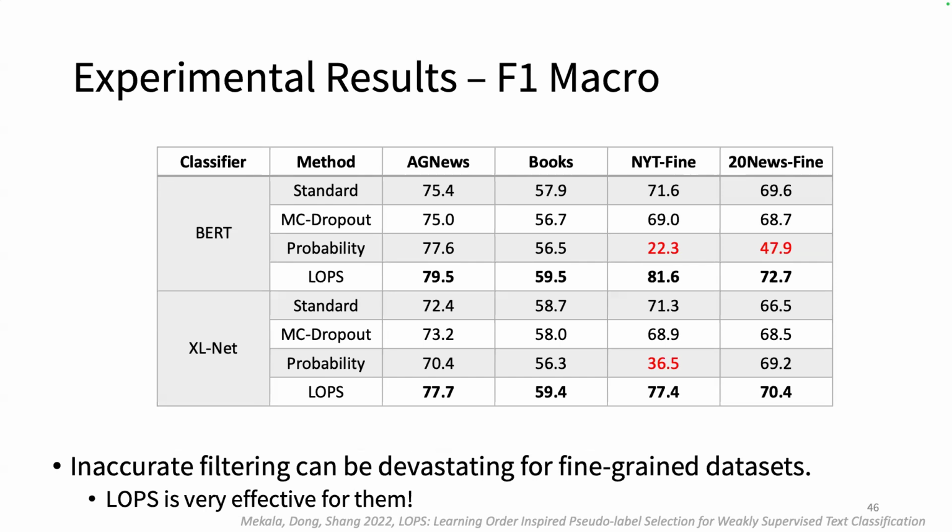As you can see here, LOPS results in much better performance than the other methods, for both classifiers. Something interesting is that on the fine-grained datasets, the performance difference between the probability baseline and LOPS is much higher, and the ones in red are surprisingly low numbers. What we noticed is that data selection is extremely important with fine-grained categories, because there is a high chance that the model selects something completely wrong, and then the impact on performance is significantly high. LOPS addresses the fine-grained categories as well.